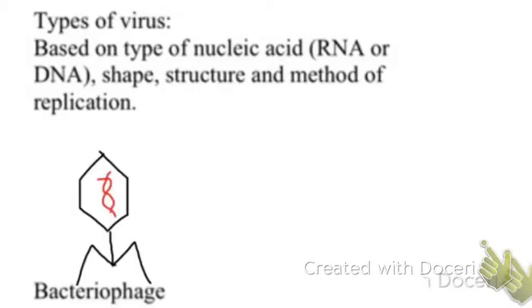All right, then we're going to talk about types of virus. You name viruses for a host of reasons. You can name them based on their nucleic acid, their shape, their structure, or the method in which they replicate. We're going to talk about 3 of the main viral types now. The first one is a bacteriophage. The bacteriophage you might remember from the Hershey-Chase experiment.